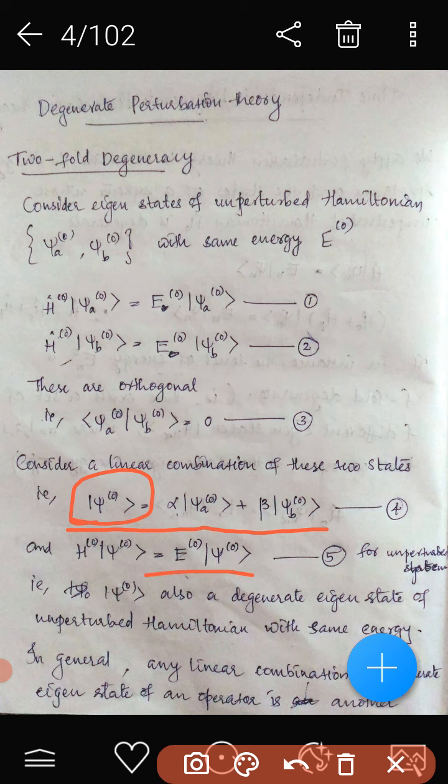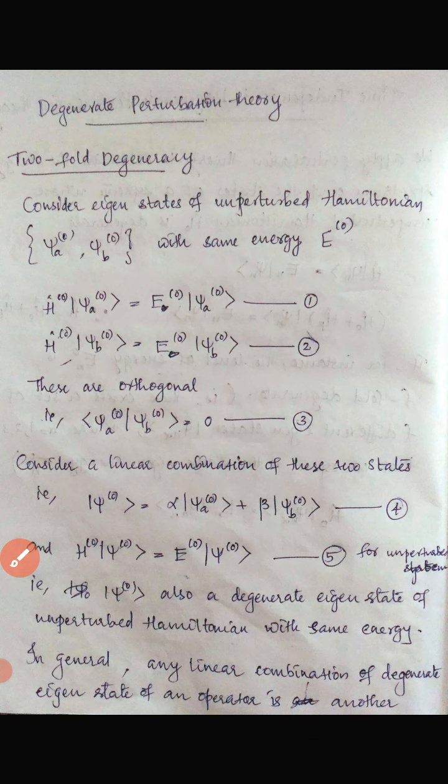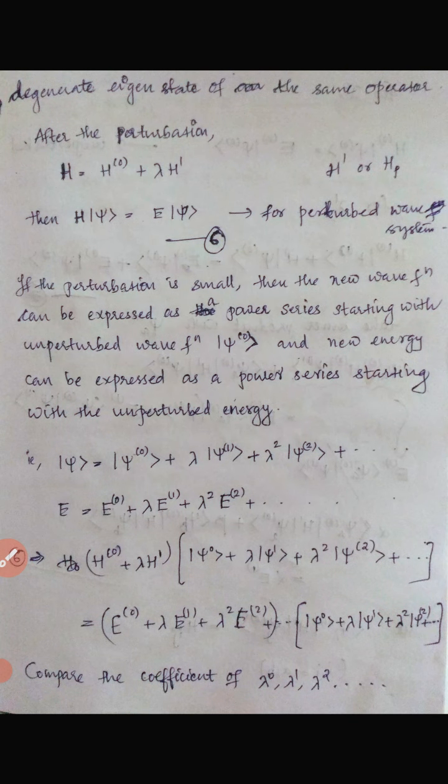Now the unperturbed Hamiltonian acts on this psi^0, and we get E0 psi^0. This is an energy eigenvalue equation for the unperturbed system. Psi^0 is also a degenerate eigenstate of the unperturbed Hamiltonian with the same energy. In general, any linear combination of degenerate eigenstates of an operator is another degenerate eigenstate of the same operator.